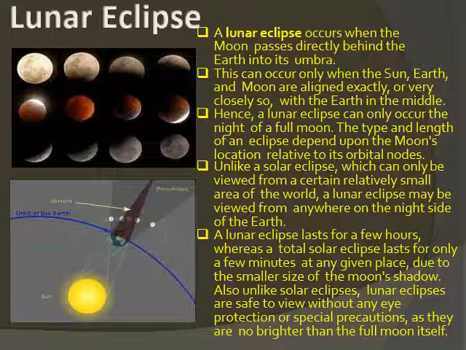Unlike a solar eclipse, which can only be viewed from a certain relatively small area of the world, a lunar eclipse may be viewed from anywhere on the night side of the earth. A lunar eclipse lasts for a few hours, whereas a total solar eclipse lasts for only a few minutes at any given place. Due to the smaller size of moon's shadow, also unlike solar eclipses, lunar eclipses are safe to view without any eye protection or special precautions, as they are not brighter than the full moon itself.